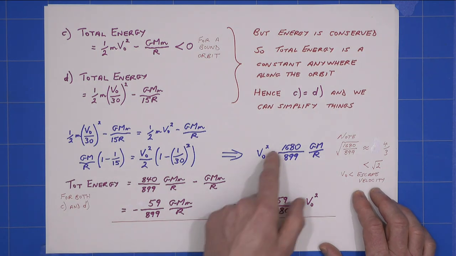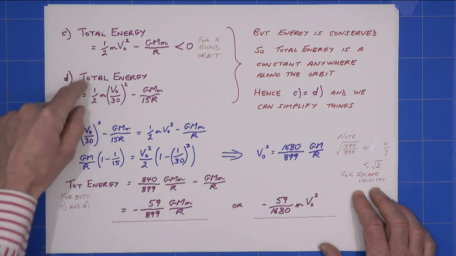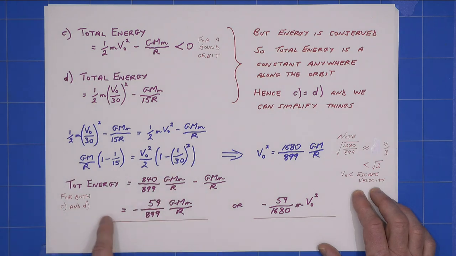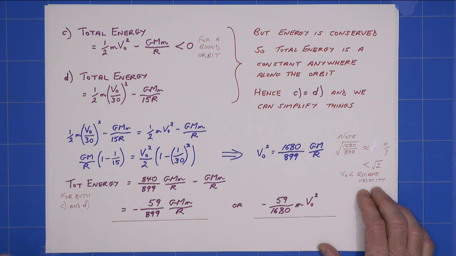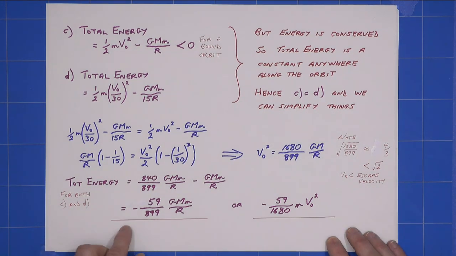So if I feed this back into one of these expressions, I can see that the total energy can be expressed for both C and D, because energy is conserved. I can either express the total energy as this here, or that there. And that is my solution to Walter Lewin's problem 201.